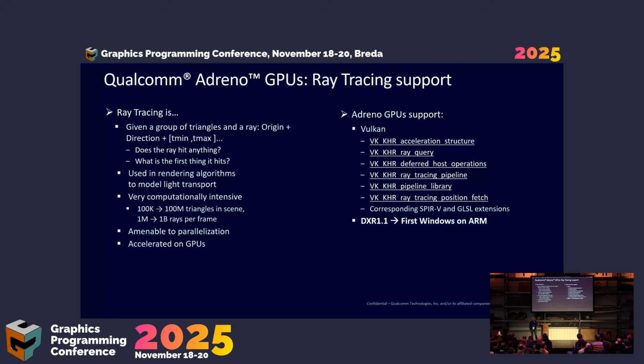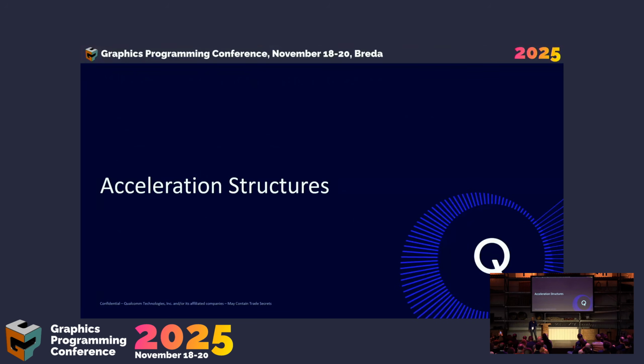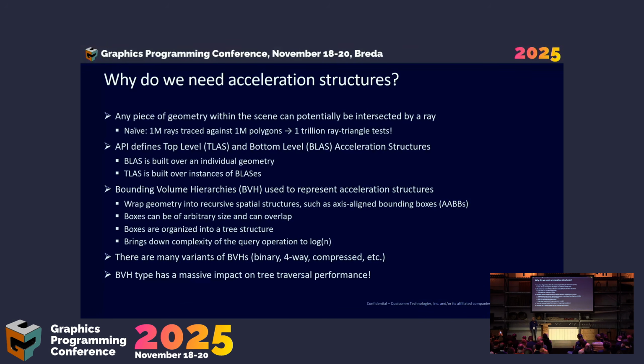So as I mentioned before, ray tracing can be thought of as split into these 2 parts. On the front end, we build acceleration structures, and on the back end, we do traversal. So what are acceleration structures, and why do we need them? Any piece of your geometry in the scene can be intersected by any of the rays that you're shooting. As I mentioned before, if you have 1 million rays and you trace them against 1 million triangles, you might need to do 1 trillion ray triangle tests, right? Well, that's quite a lot, and we don't do that.